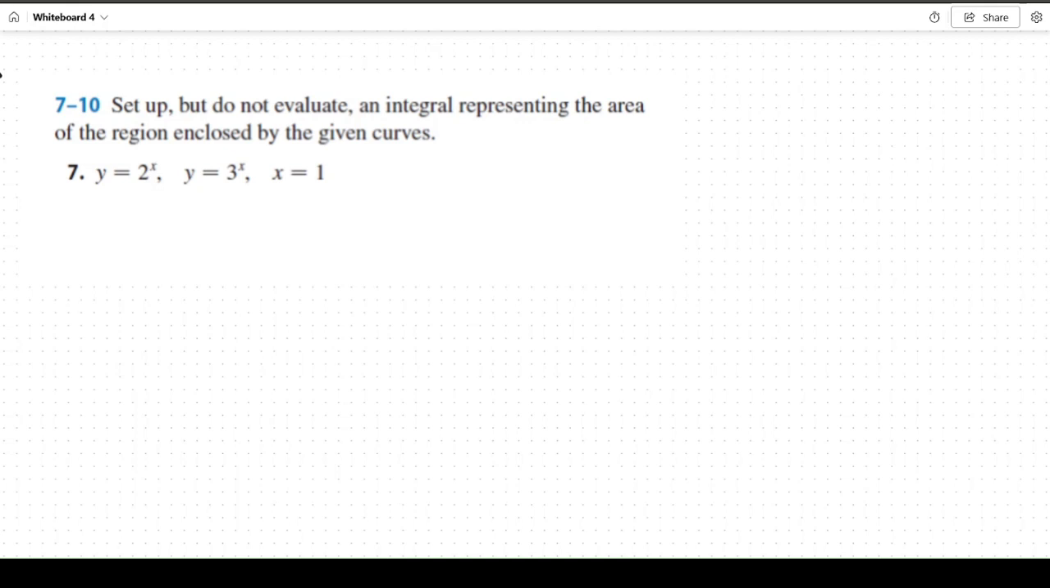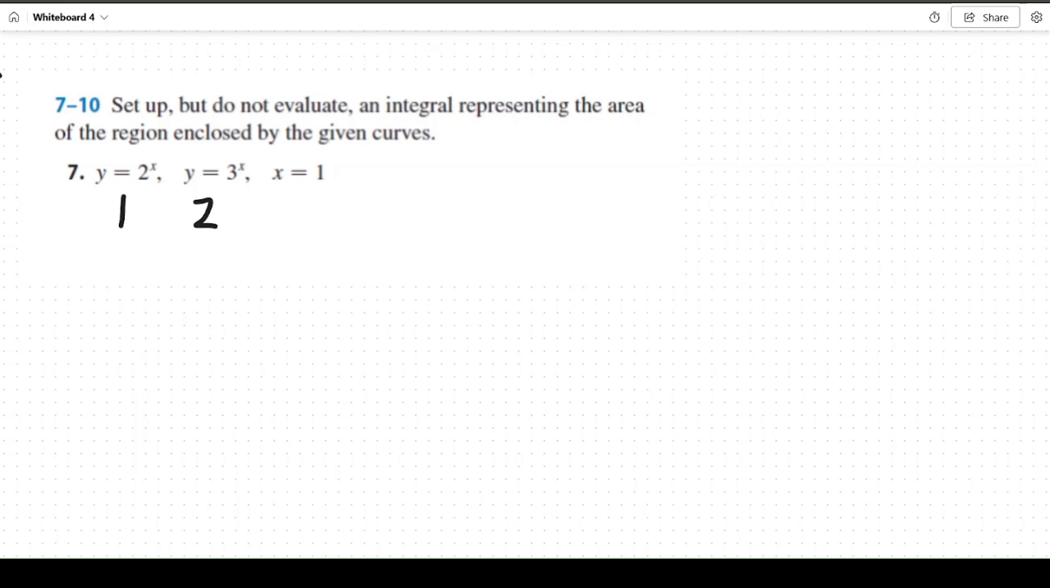Now let's look at the next problem. It says set up, but do not evaluate, an integral representing the area of the region enclosed by the given curves. So we have two functions, y equals 2 to the power of x and y equals 3 to the power of x, and one other function, x equals 1. In this case, we don't have to graph anything, we just have to set it up.